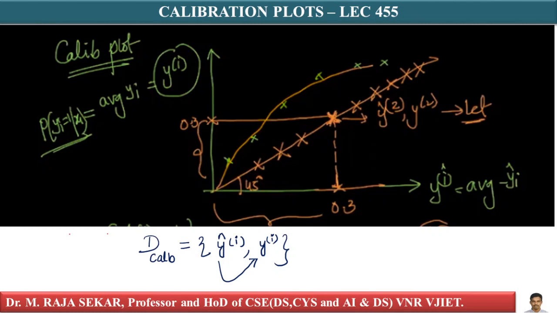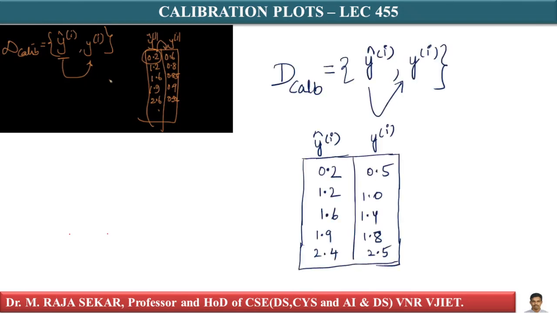It is like a table. Let me assume your yi cap is 0.2, yi is 0.5; yi cap is 1.2, yi is 1.0; yi cap is 1.6, yi is 1; yi cap is 1.9, yi is 1.8; yi cap is 2.4, yi is 2.5. Let it be.